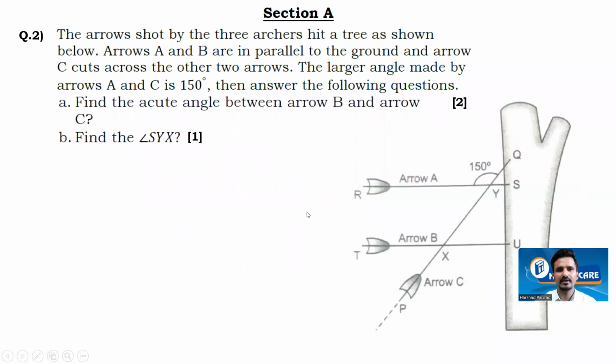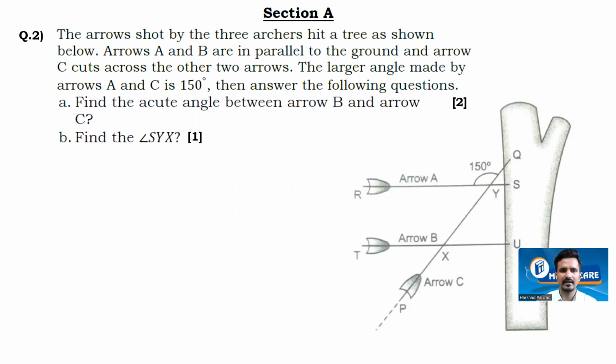The question we have in section A, question number 2, is the first question from the geometry part. So let's read the question. It says, the arrow shot by three archers hit a tree as shown below. Arrow A and B are parallel to the ground and arrow C cuts across the other two arrows. The larger angle made by the arrow A and C is 150 degrees. Then answer the following questions. A, find the acute angle between arrow B and arrow C.